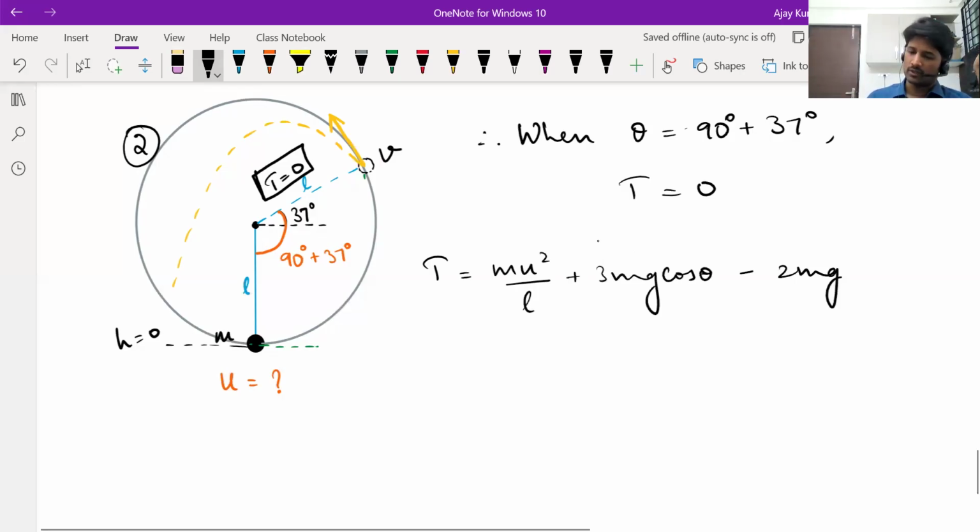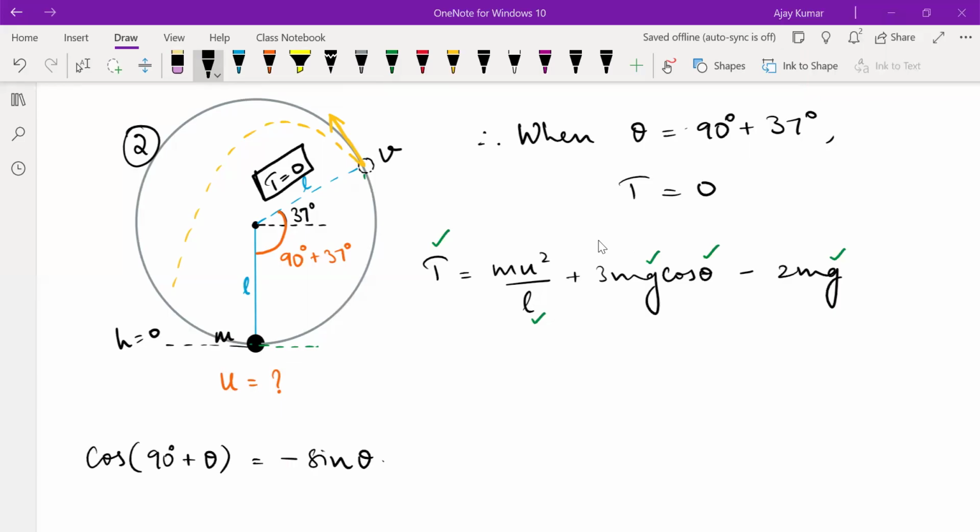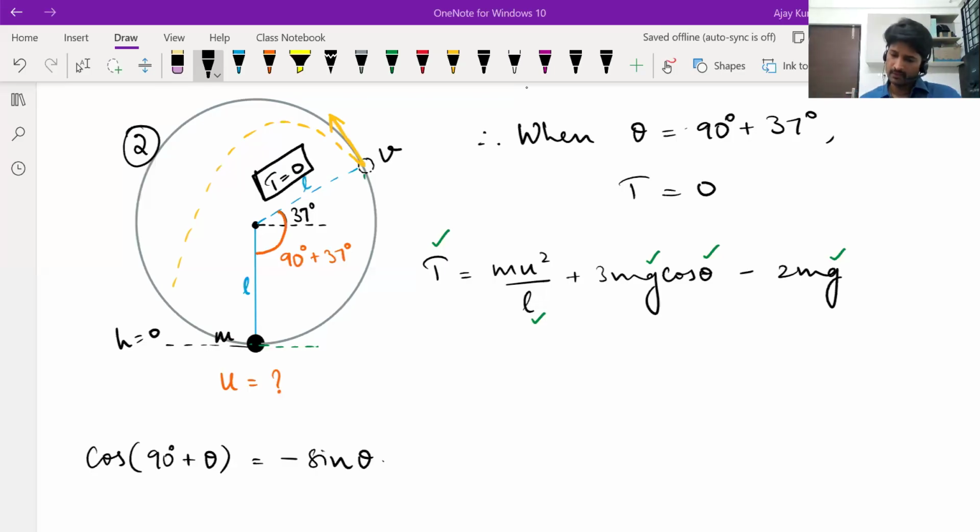What are the known terms here? We know tension, 0. If it is 0, mass will get cancelled anyway. You don't even have to know it. Length is known, gravity is known, theta is known. Calculate the speed u now, all of you. And once again, you can use this identity: cos of 90 degrees plus theta is minus sine theta. Okay, I got one answer as root 19 GL divided by 5.